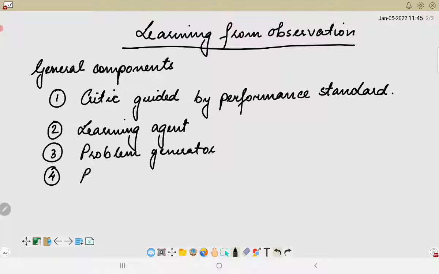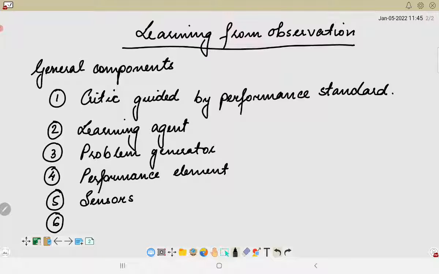The fourth one is a performance element. The fifth one is the sensors, or those components which help us to sense the input from the environment. And the sixth, and one of the most important components, are the actuators or the effectors. Now let us talk about them one by one, but in a brief manner.